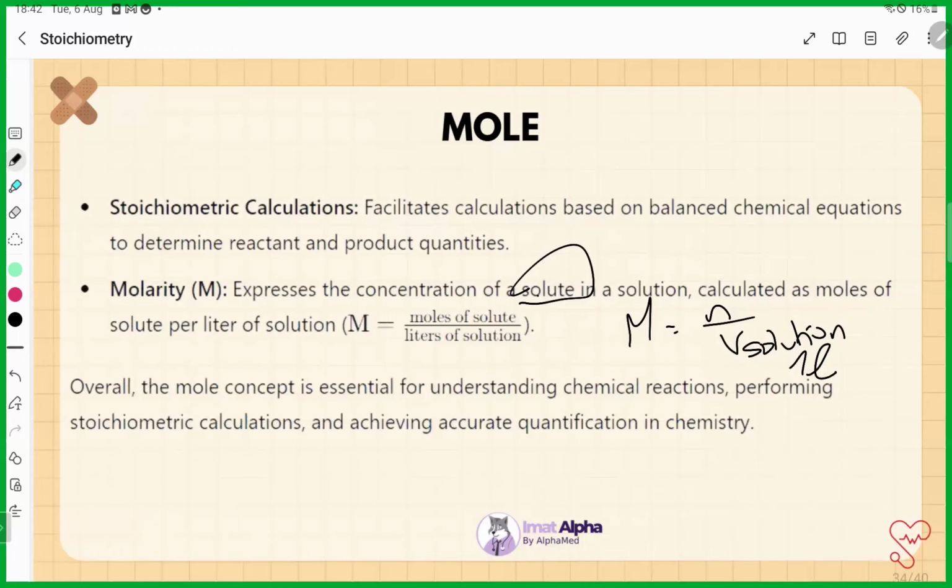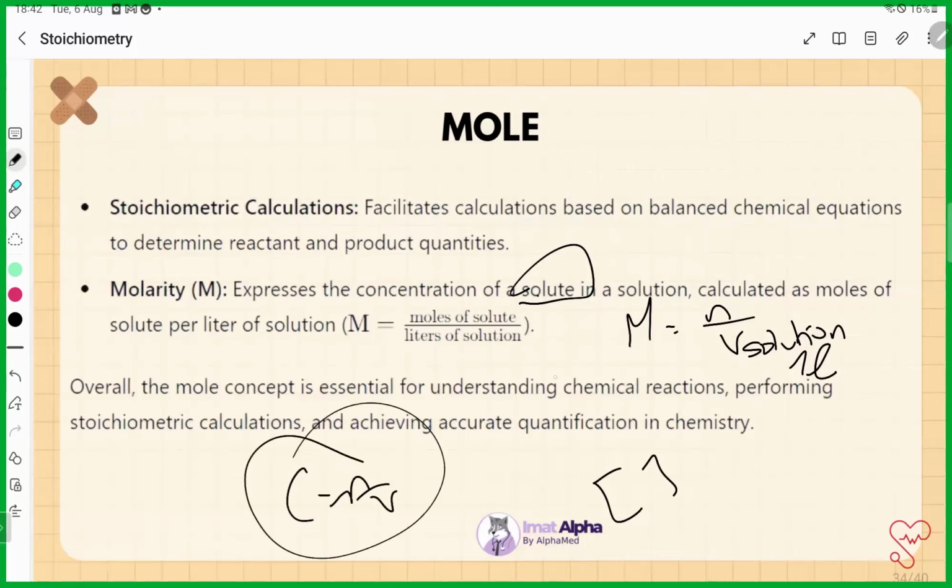Now, the molarity is almost the same equation as the concentration. I think we all know the formula, which is C equals n over V. So the concentration is almost the same as the molarity, so you can also memorize this. And the definition of the molarity is the number of moles of solute over 1 liter of solution.